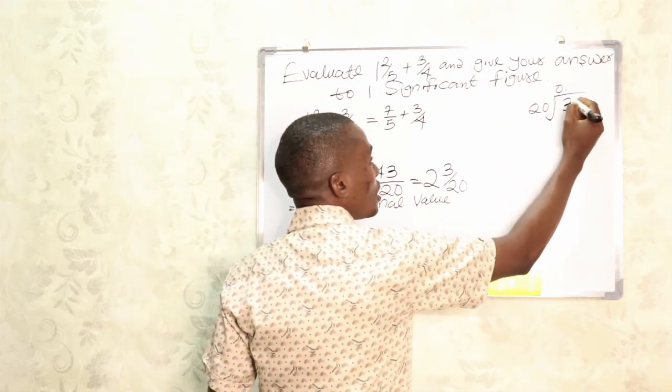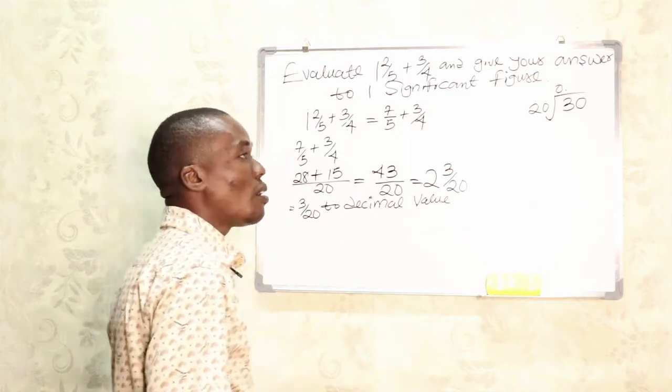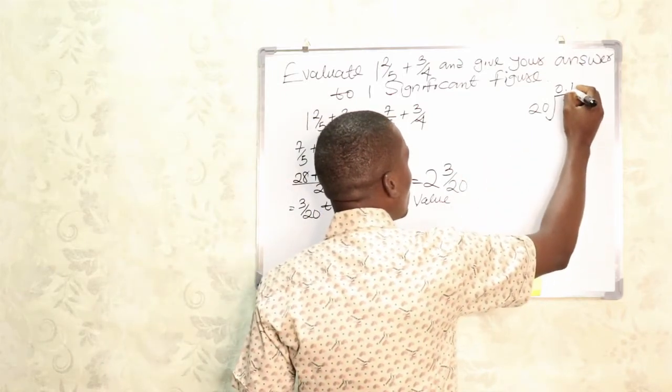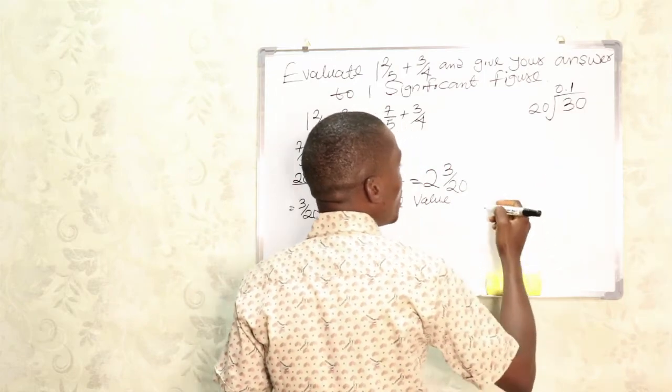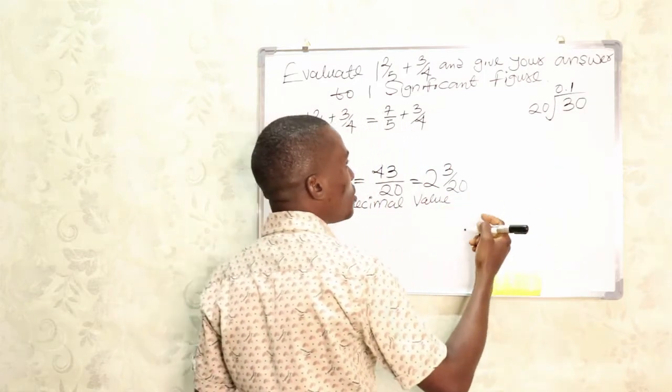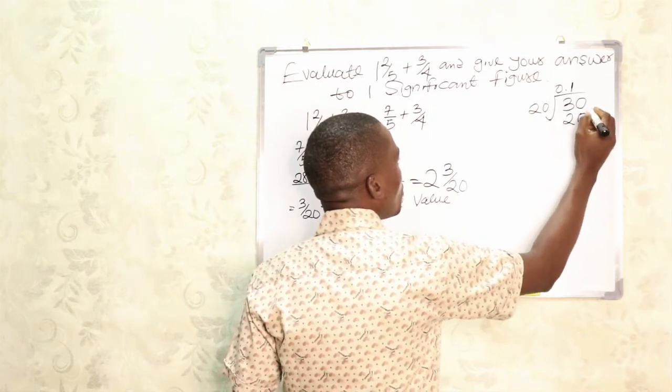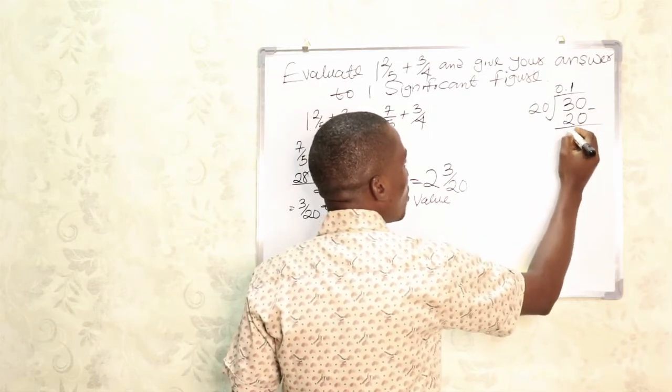Then you add a 0 here. Now you're going to have 30 divided by 20. 30 divided by 20, you have a 1. There is going to be a remainder, but we're still going to have it. 20 times 1 will give you 20. Now if you subtract this, you have what?